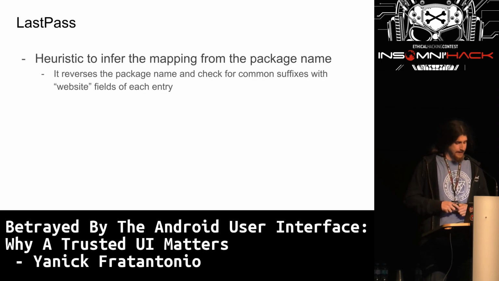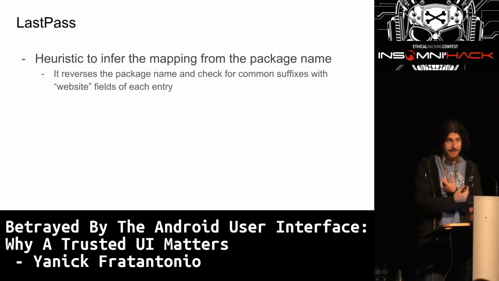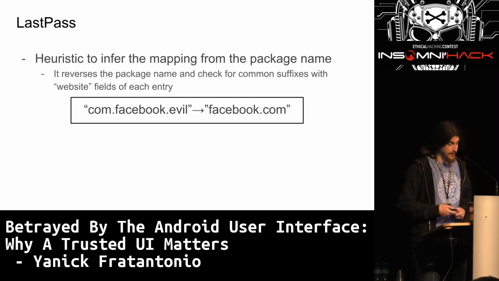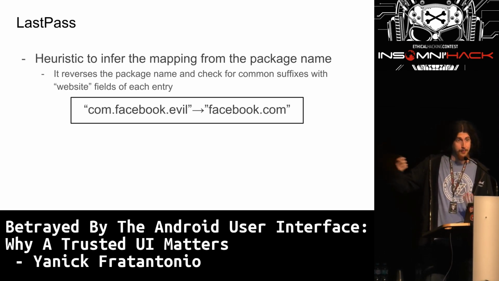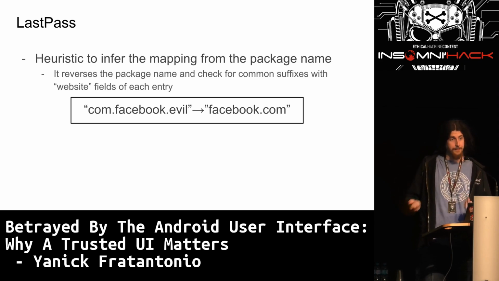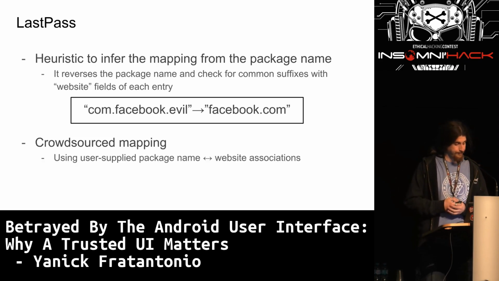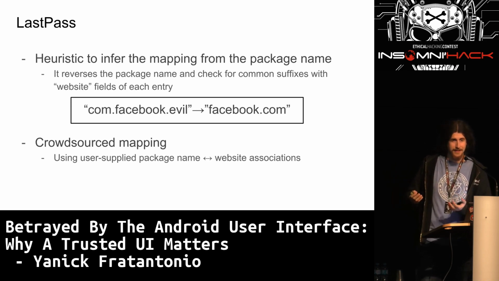LastPass fell for it too. They were checking that the package name had some kind of common suffix with the website. So they were actually taking the Facebook domain parts, flipping them, and seeing if there was some common suffix. This is enough for an app to trigger an auto-suggestion from LastPass about Facebook.com. They also had a part where they crowdsource this mapping, so we were able to download it from their database, and there were things like weird package names associated with private IP addresses and things like this.